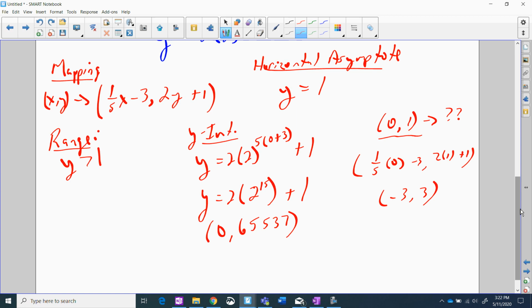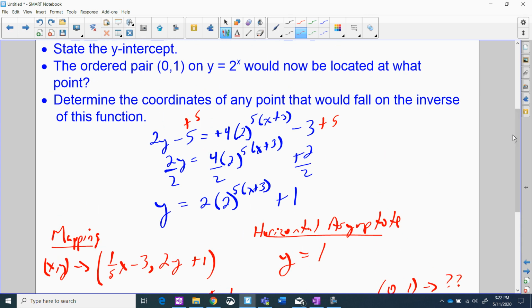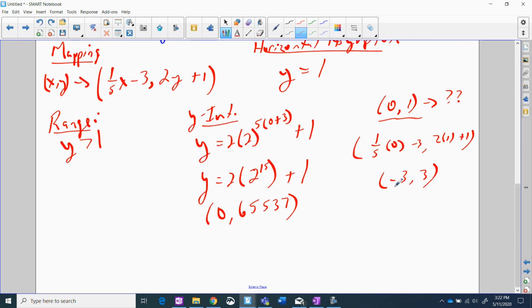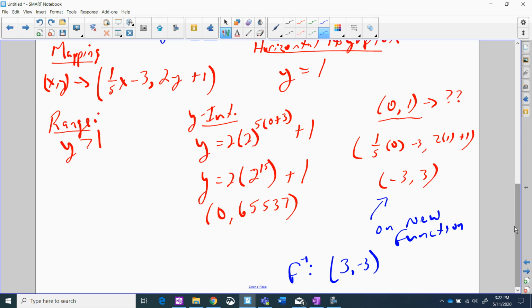One more question they asked us was, determine the coordinates of any point that would fall on the inverse of this function. Well, this point is on the new function with all the transformations. So on the inverse, the symbol for inverse is to the -1. You flip it around. Now let's suppose they said, without using the point 0, 1 as your initial point, determine some other point that's on the inverse. So you can't use this one.